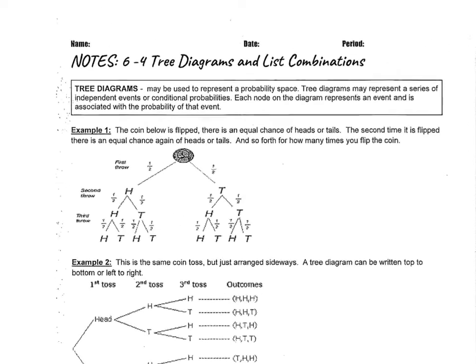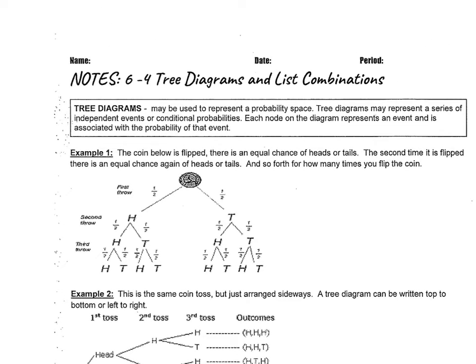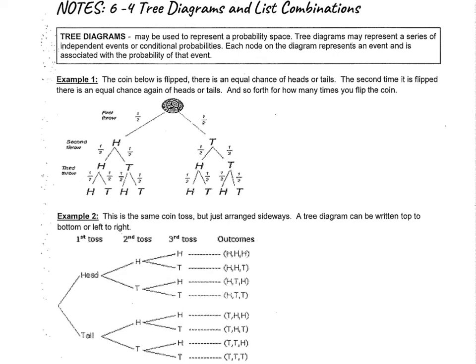This is Unit 6-4 for 7th grade. We're talking about tree diagrams and list combinations. So we've done a lot of probability, and one of the things that we're going to do along with probability is creating a tree diagram so we can see all of our options.